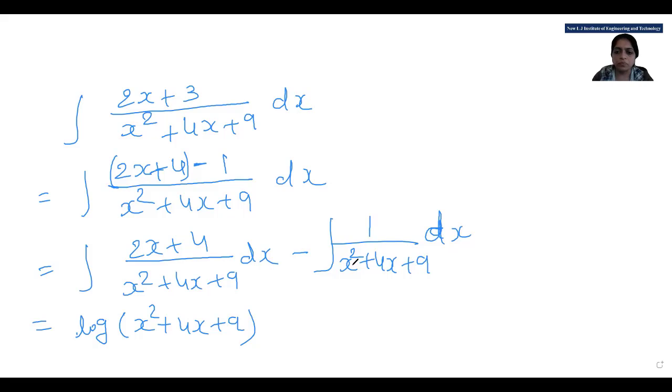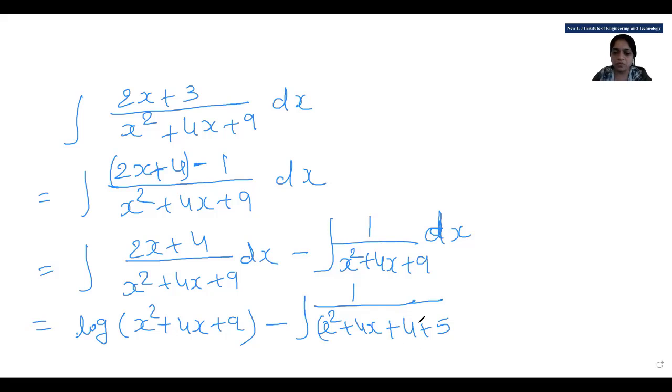Now, what about the second part? We will make it a perfect square. For that, 1 upon x square plus 4x plus, our last term will be 4.